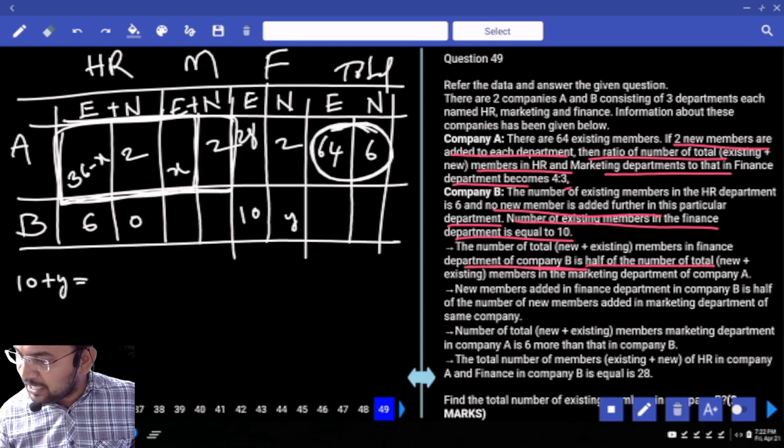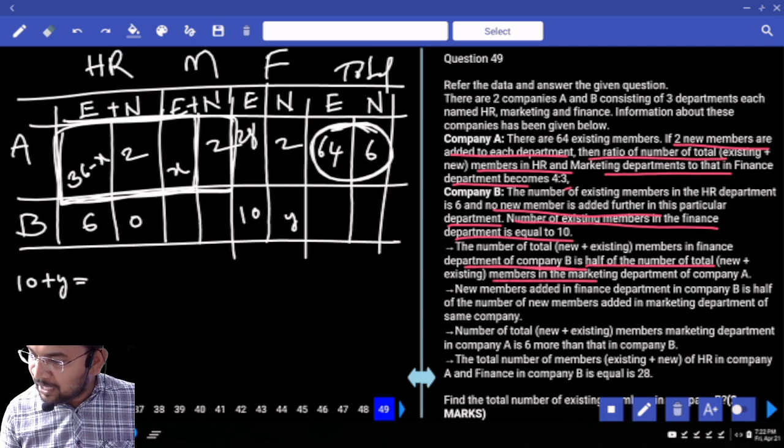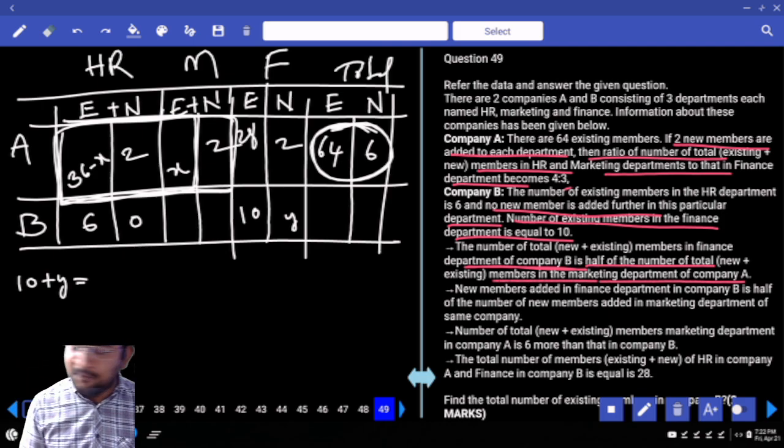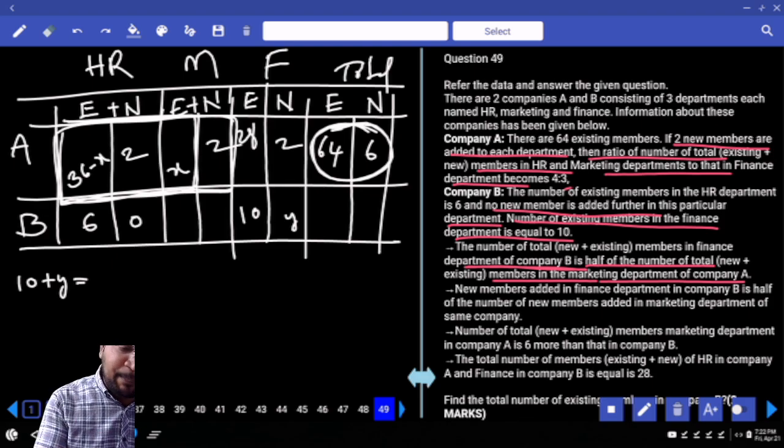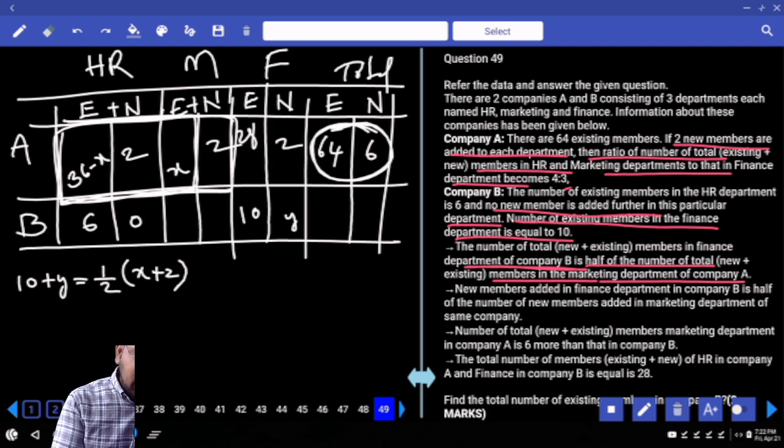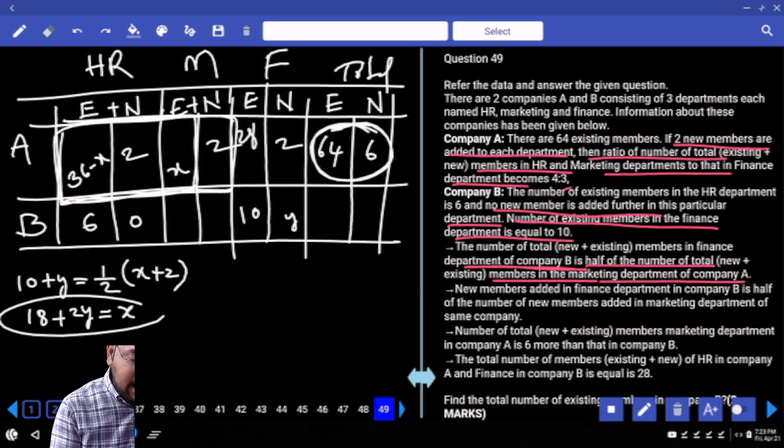Half of the number of total members in the marketing department of company A, which is X plus 2. The 2 comes to this side. This is 20 plus 2y is equal to X plus 2. The 2 comes to this side. What happened? 18 plus 2y is equal to X. All of you clear?